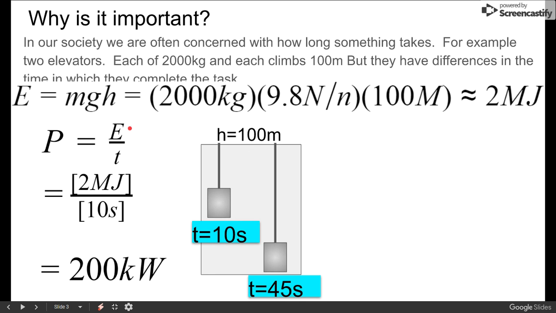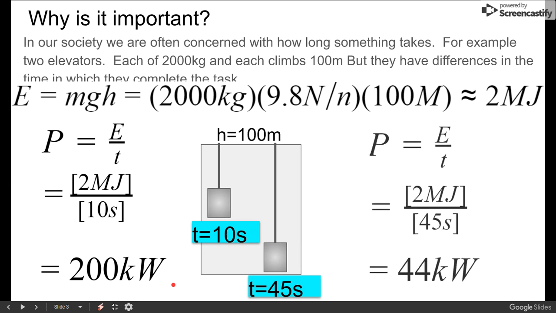This elevator needs to expend 2 megajoules of energy in 10 seconds. That gives us 200 kilowatts. Meanwhile, this one, taking 45 seconds, we get a value of 44 kilowatts. And this would be at first glance. It's not always the case. We would need a 200 kilowatt motor to do the job on the left and a 44 kilowatt motor to do the job on the right.